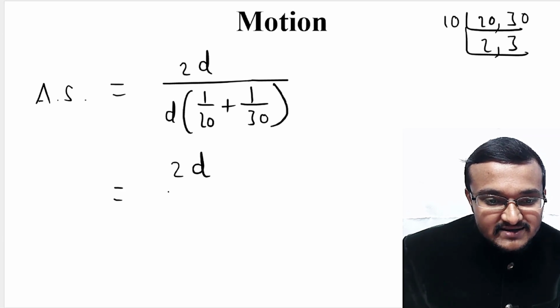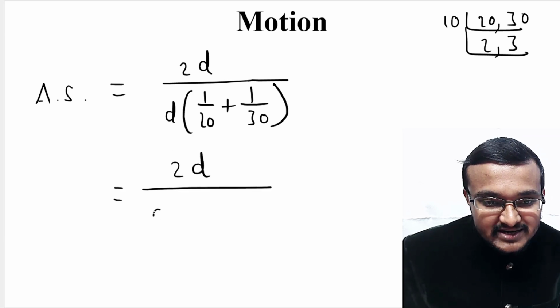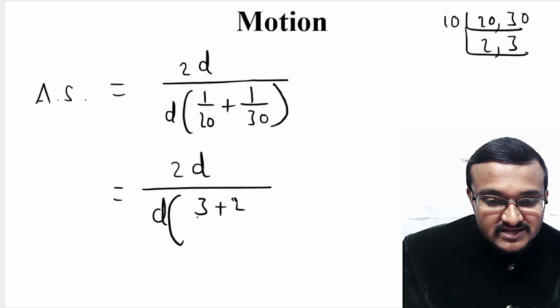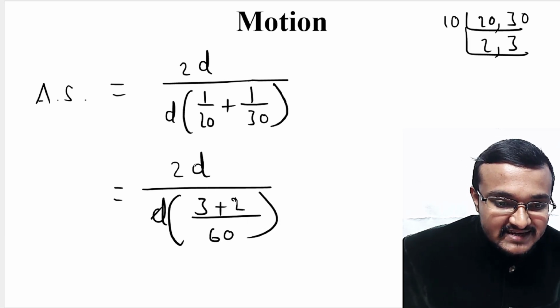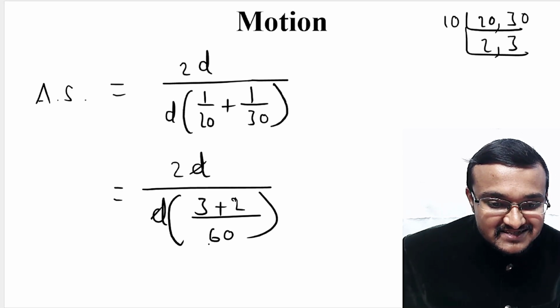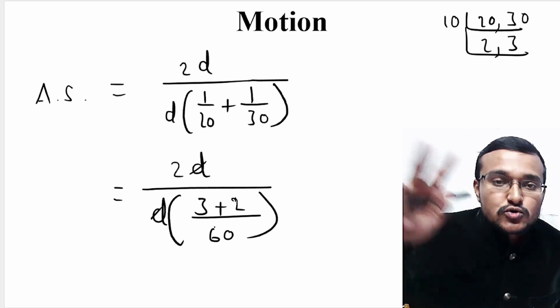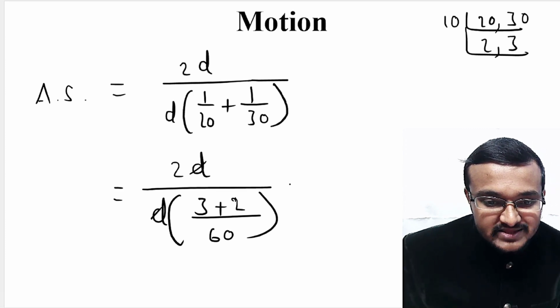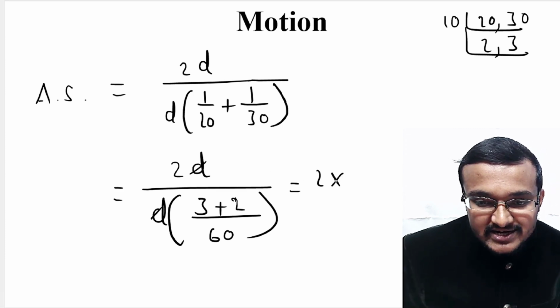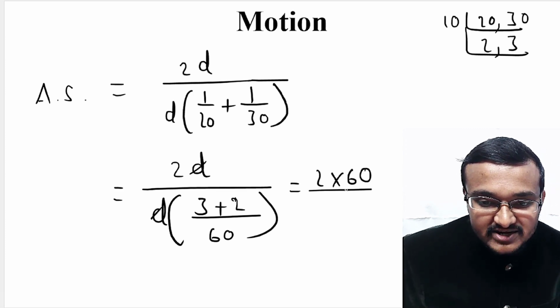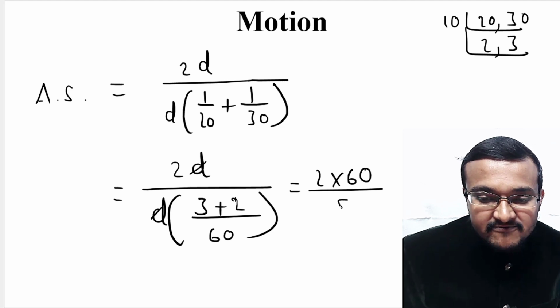You can multiply that. So 2d divided by d, times 3 plus 2 divided by the LCM, that is 60. So here d and d get cancelled with each other. And this 60 which is there in the denominator will go to the numerator. So that is 2 into 60 divided by 3 plus 2 is 5.